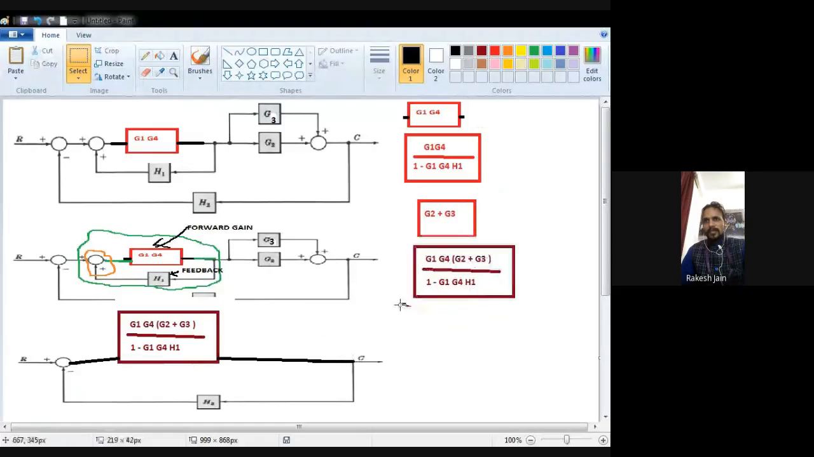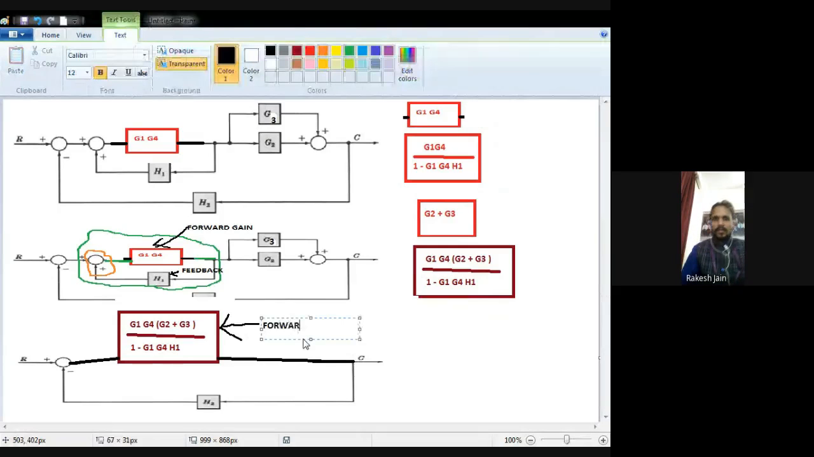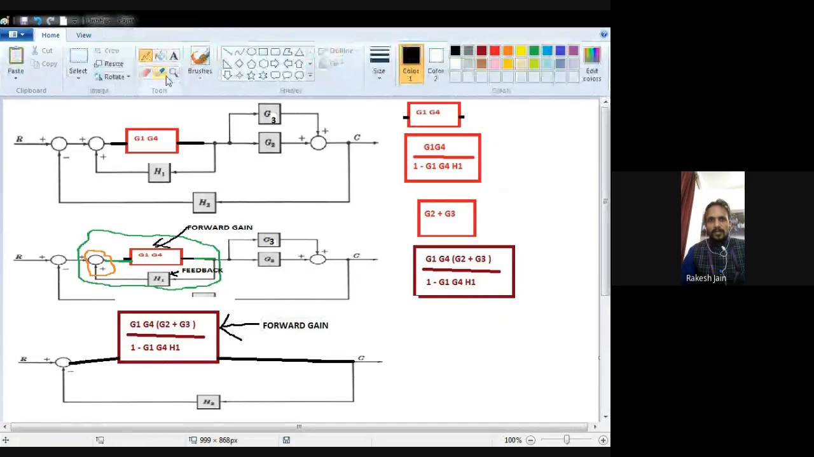Now once again see, there are two blocks, one is forward and one is feedback. The forward gain is G1 G4 multiplied by G2 plus G3 divided by 1 minus G1 G4 H1, and the feedback is H2. So this one will behave as a forward gain, and this one will behave as a feedback gain.